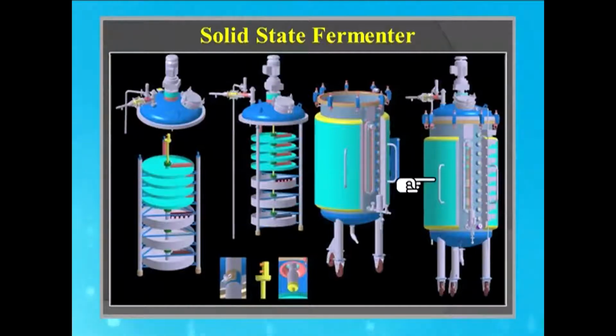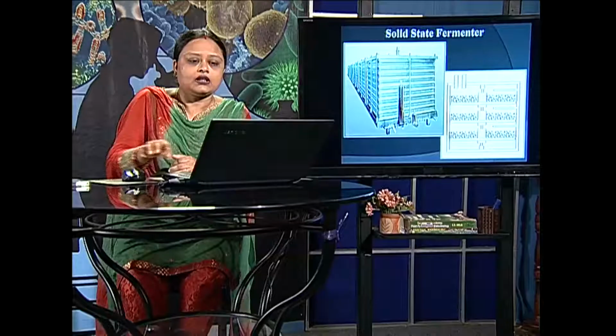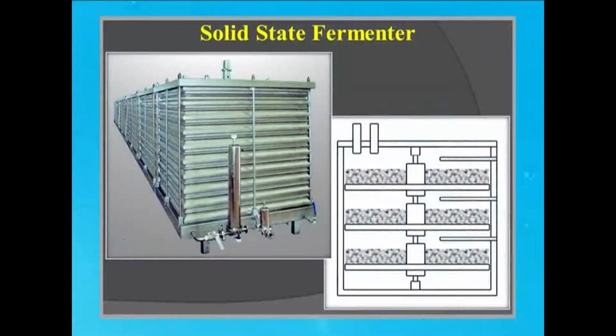The bioreactor chamber is actually meant for providing the controlled aeration, pH, temperature and other requirements. This is also a typical example of solid state fermenter, which is tray in nature, and the cross-sectional view is shown here. We'll have several layers of trays, each containing, or rather each layer is an example of a bioreactor.